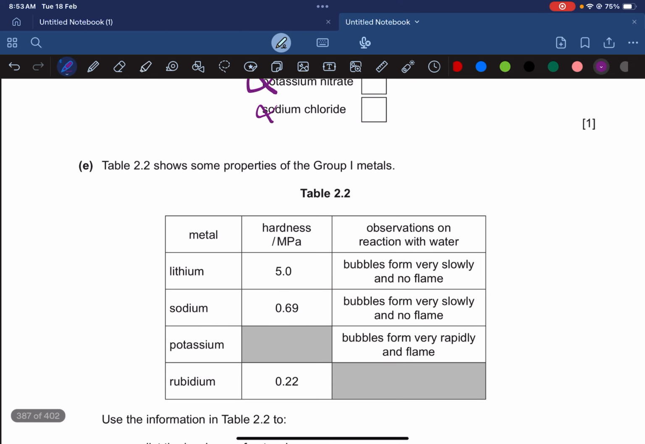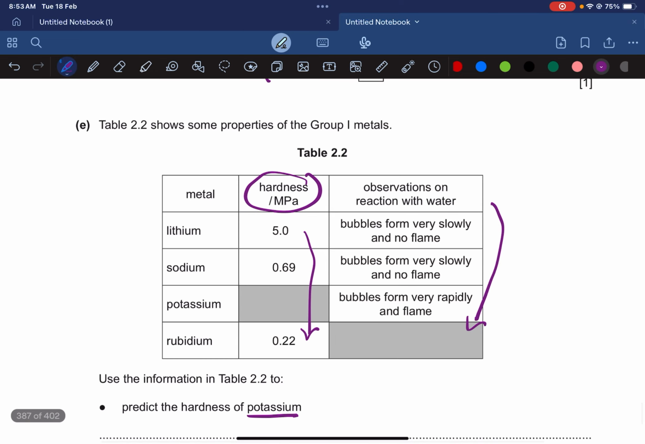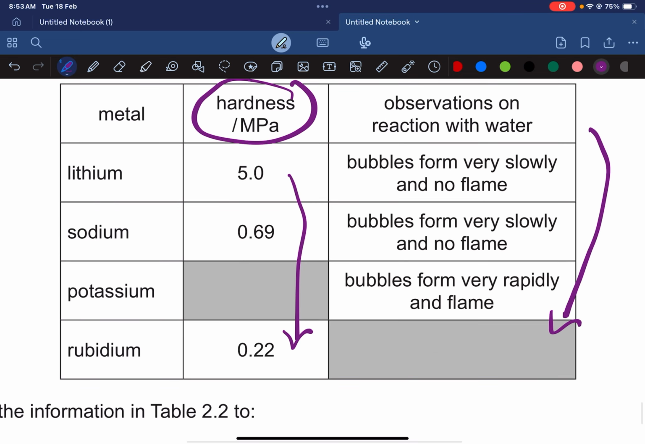Table 2.2 shows some properties of the group 1 metals. Okay, we have lithium, sodium, potassium, rubidium with their hardness. And we see a general trend in hardness, that hardness is decreasing. Okay, observations on reaction with water. And now predict the hardness of potassium. What do you guys think? Obviously, as we know that the hardness is decreasing, so the hardness of potassium is going to be less than 0.69 because the trend is that it has to decrease. So you can just write any value between these two values. It can be 0.42, for instance.